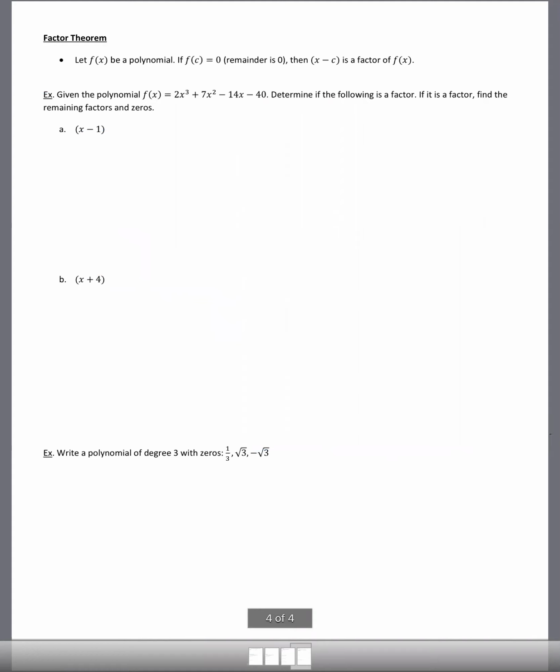I'm going to have to stop here. I do have another class that's about to start, so I will come back and finish this set of notes with the factor theorem.